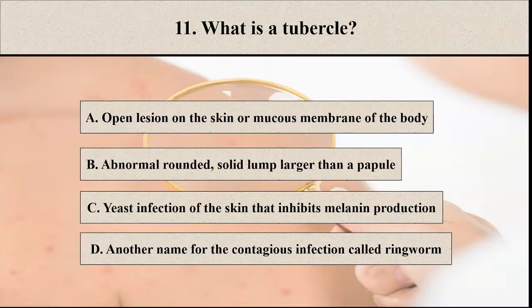What is a tubercle? Is it an open lesion on the skin or mucous membrane of the body? Abnormal, rounded, solid lump larger than a papule? Yeast infection of the skin that inhibits melanin production? Another name for the contagious infection called ringworm? If you chose B, abnormal, rounded, solid lump larger than a papule, you are correct.